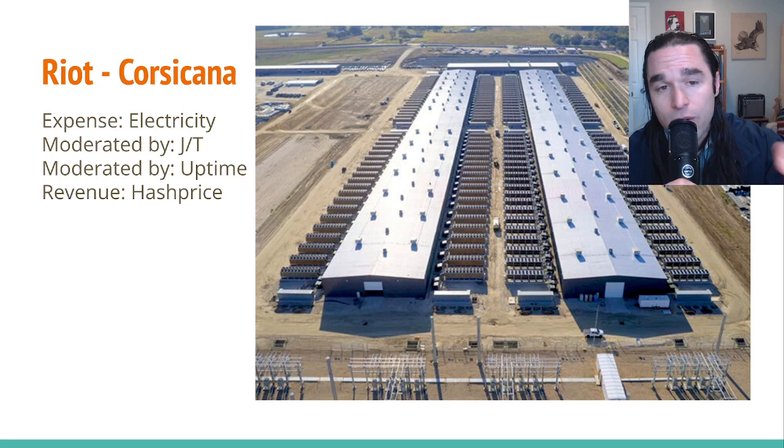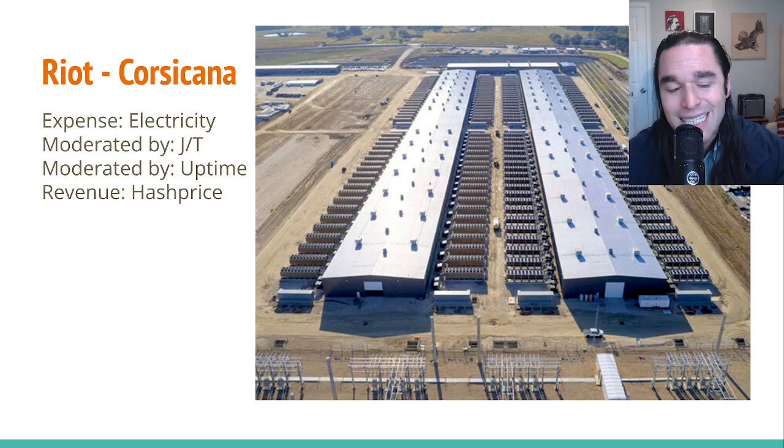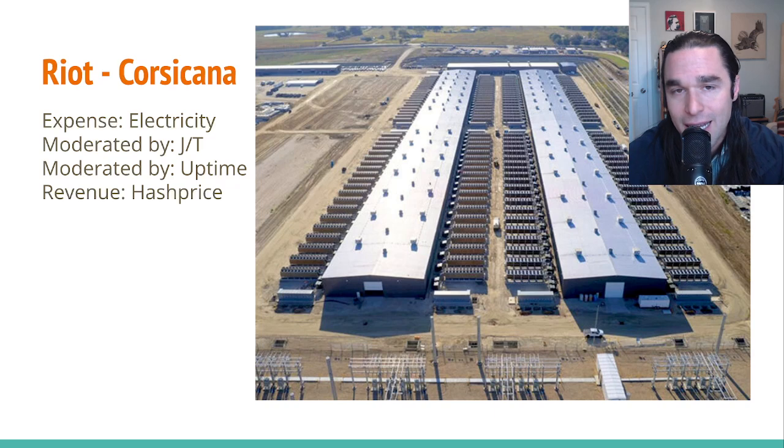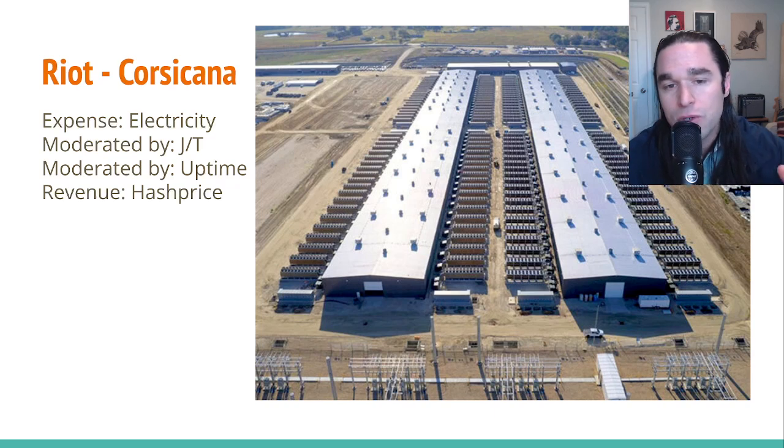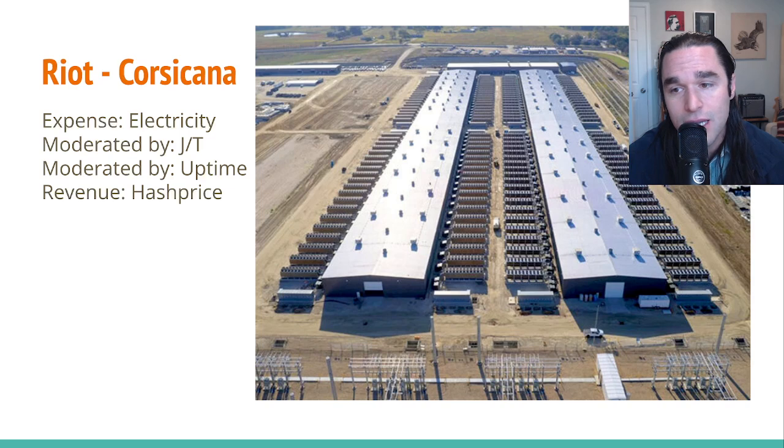Now, this differs from the Riot Corsicana facility, because while it's also a mega mine, it is not behind the meter. It's grid connected. So they have an exposure to an electricity price that is changing throughout the course of the day. So there are times when the cost of electricity is too high for even the most efficient machines inside these facilities to be profitable. So they have to curtail.